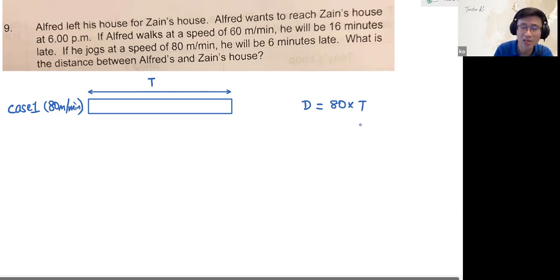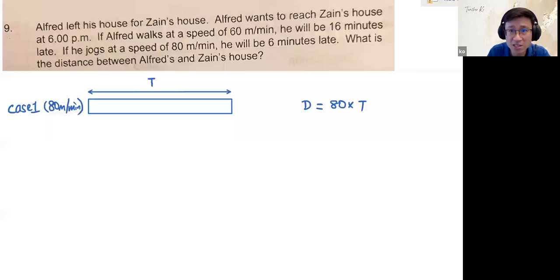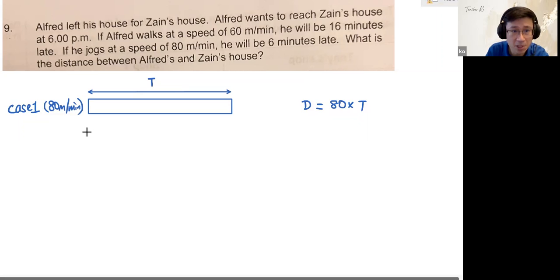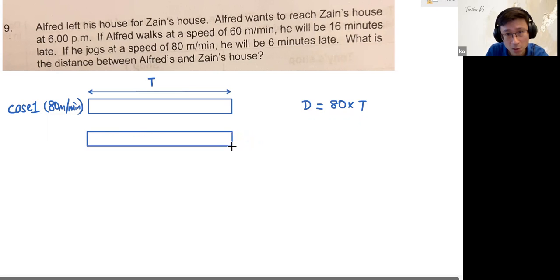Okay, so let's take a look at the second case. In the second case, he will be 60 minutes late, which means that the time taken will be 10 minutes more than case one. The time taken for case two will be at least the time taken for case one, but it will be 10 minutes more.